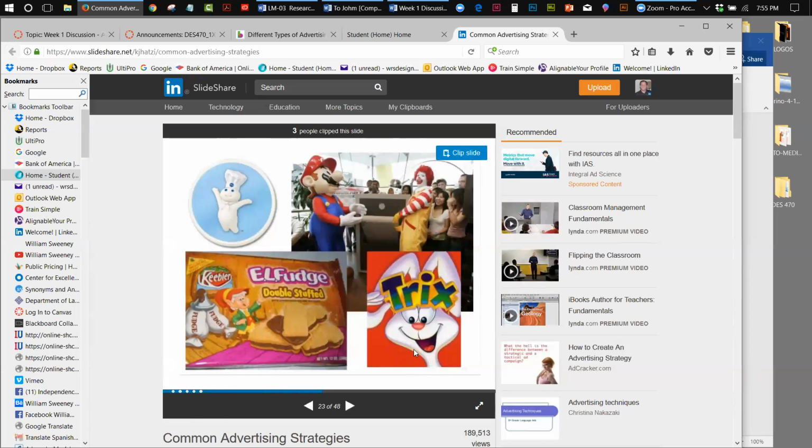One advertising agency, an advertising creative person at some point came up with the Trix Rabbit. And it's the same with the Pillsbury Doughboy for the Pillsbury Company. An advertising agency or an advertising executive, a creative director, whatever, came up with the concept of the Pillsbury Doughboy. So that's what's going on here.